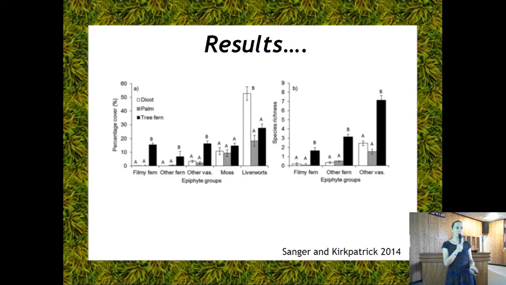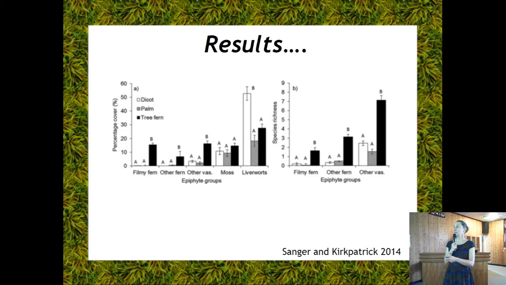And this is generally because a tree fern's trunk is actually made up of very spongy material, so it can store a lot more water. Also, it's quite rough as well, so the seeds of vascular epiphytes can easily colonise onto these tree ferns.